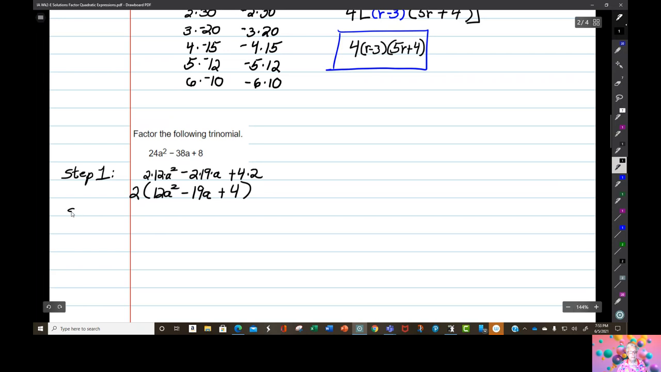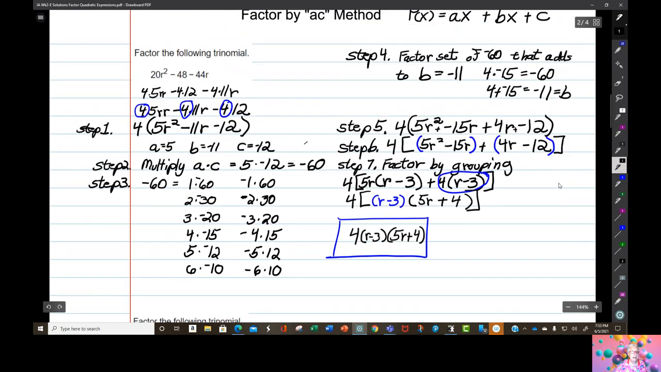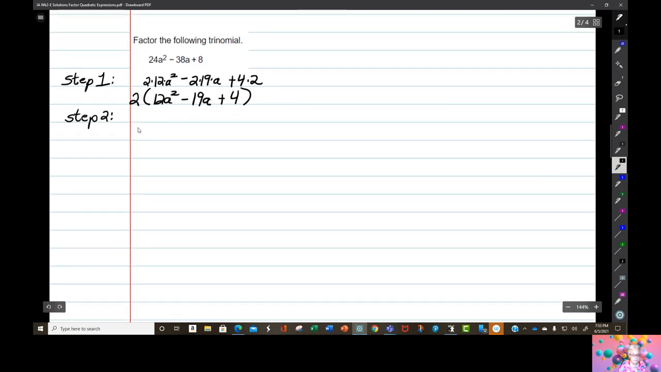This was step 1. Step 2. Multiply a times c. A times c equals, well, let's write down what it is first. We're not counting that 2, we can't lose it. But now we need to factor this quadratic trinomial in here. And forget the a. A is talking about that number, the leading coefficient, which now is a 12. It's not talking about the variable a. So we're going to take 12 times 4, which is 48. And step 3, we're going to factor 48.